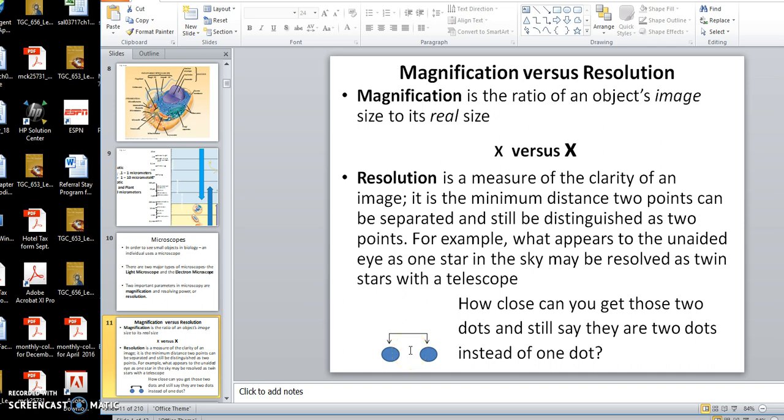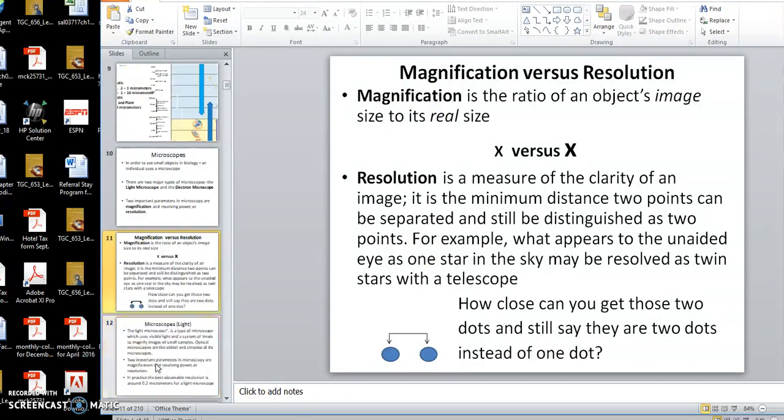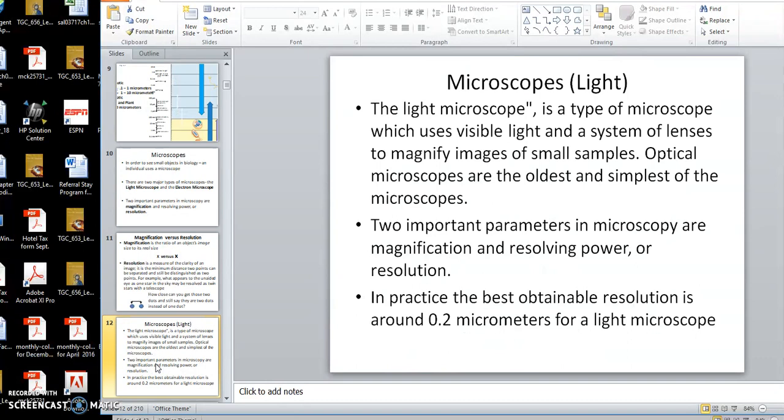You've heard of the high density televisions, high resolution. How close can you get these together and still say they are two distinct points? That's what we call resolution. So you can have a tremendous amount of magnification, but if you don't keep up with the resolution, like when the big screen TVs came out 20, 25 years ago, you could make a big image, but it was all blurred. So, magnification and resolution.